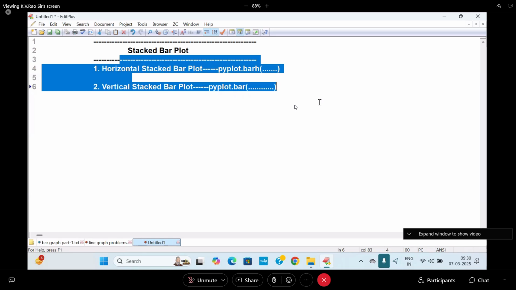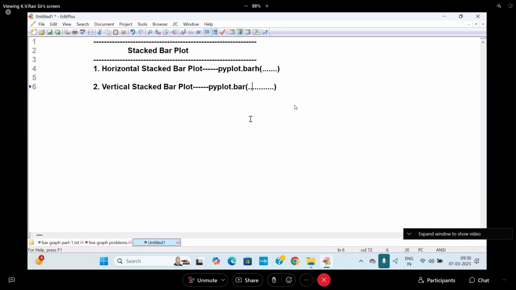So now let us move to the implementation part. Horizontal bar plot, vertical bar plot. I think you are imagining the diagram, how it is going to be. Arranging a bar on top of another bar vertically is known as a vertical stacked bar plot. Arranging another bar adjacent to the existing bar plot is known as a horizontal stacked bar plot. Let me go to the example so that it will be more clear.